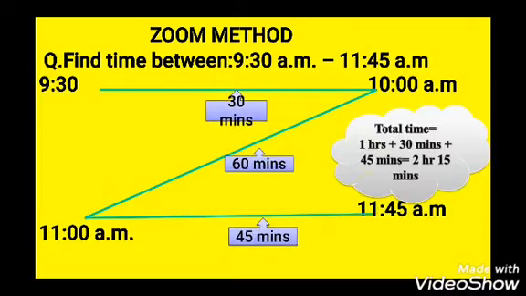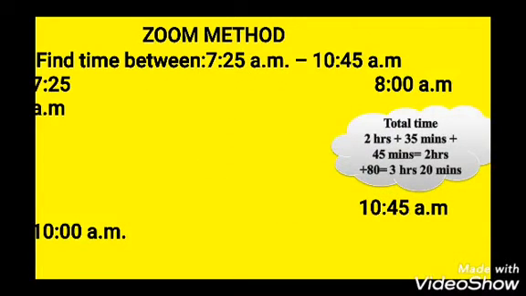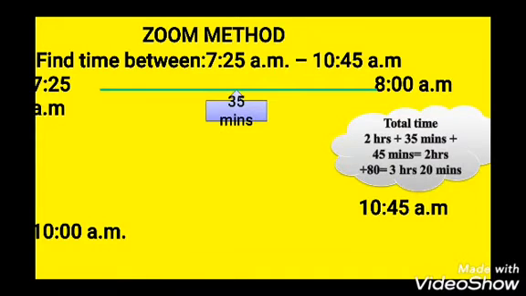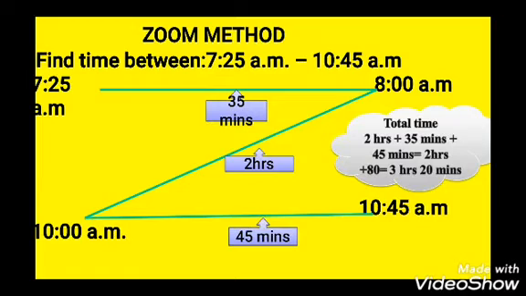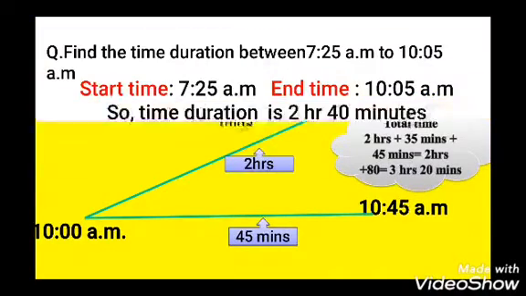Now finding the answer, let us take another question. 7:25 a.m. to 10:45 a.m. So 7:25 a.m. to 8 a.m. it is 35 minutes. 8 a.m. to 10 a.m. it is 2 hours. 10 a.m. to 10:45 a.m. it is 45 minutes. So we add the time, 2 hours plus 35 minutes plus 45 minutes. So the total time is 3 hours 20 minutes.